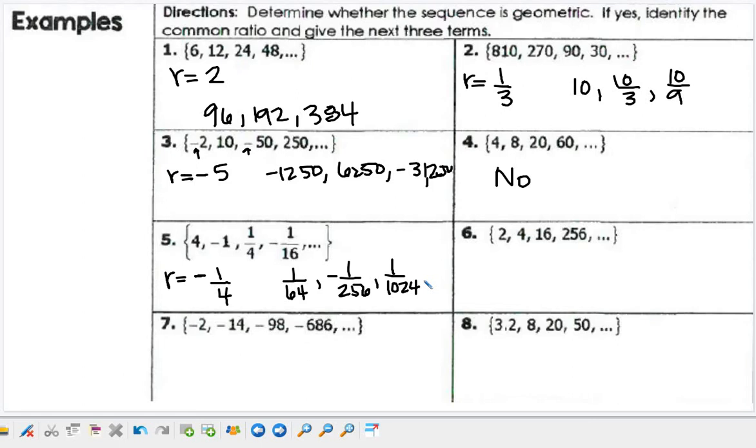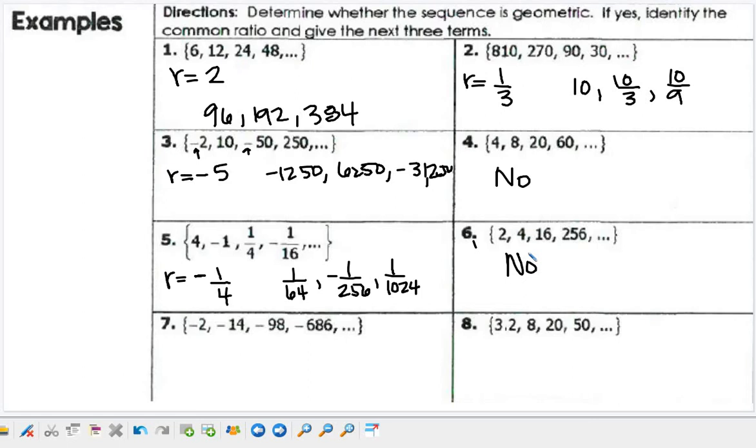So number 6 is a little deceiving because there is a pattern, a pretty obvious pattern. 2 squared is 4, 4 squared is 16, 16 squared is 256, which is a nice pattern, but it's not geometric because I'm not multiplying by the same number over and over again. So it's not geometric.